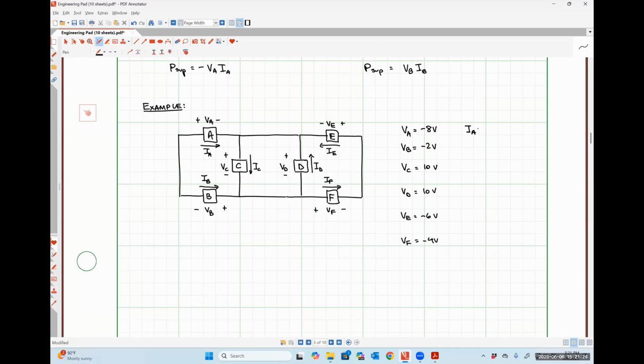Over here to the right, I'm going to put down our currents. So we're going to say that IA is 7 amps. IB is negative 7 amps. IC is 15 amps. ID is 5 amps. IE is 3 amps. And IF is also 3 amps. And I want us to determine the power absorbed by all of these circuit elements. So let me write that down.